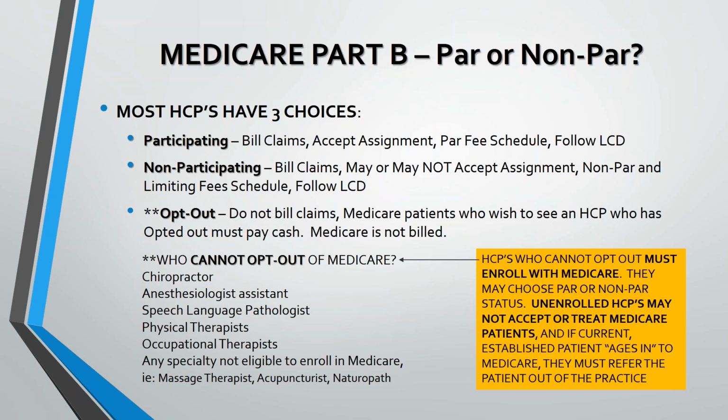Now, there is a group of providers who are not allowed to opt out of Medicare, and these are chiropractors, anesthesiology assistants, speech-language pathologists, physical therapists, occupational therapists, and any specialty not eligible to enroll in Medicare, such as a massage therapist, acupuncturist, or naturopath. They can't even enroll, so because they can't enroll, they can't opt out. But chiropractors, and especially chiropractors and physical therapists, speech-language pathologists, anyone on the list that is shown on this particular slide may not opt out of Medicare.